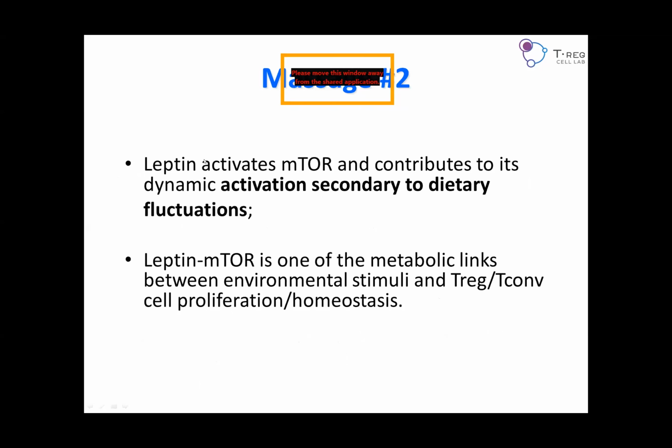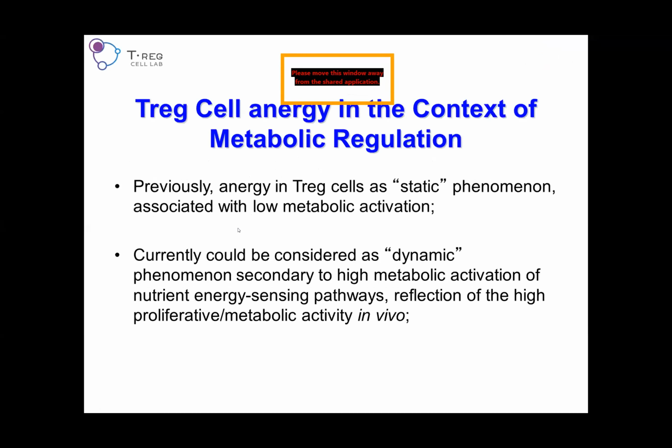The second point is that leptin, through mTOR activation, also contributes to the dynamic changes we observe during dietary changes. Every time we are eating, we are boosting the mTOR pathway through nutrients, glucose, amino acids and so on. This affects the capacity of Treg cells to respond and to proliferate, and their homeostatic expansion in a whole human being. Of course, the idea that anergy was related to a non-active metabolic state has been abandoned, because anergy probably arises since in vitro we have a high level of activation of cells coming from a proliferative state. If we stimulate them, they are anergic because they are refractory, because they were already highly proliferative.